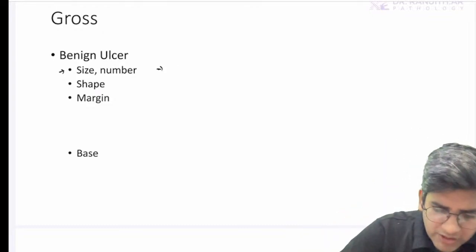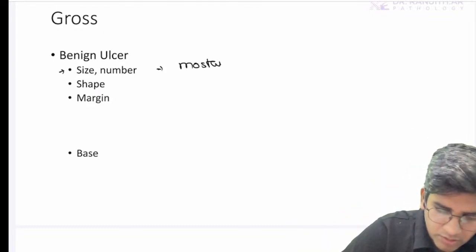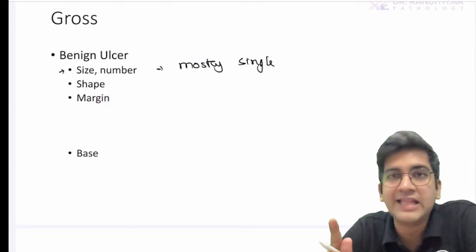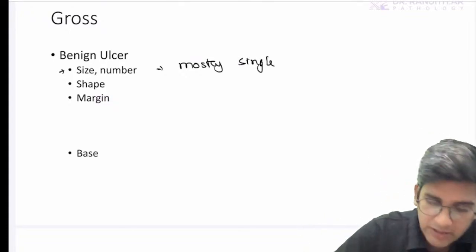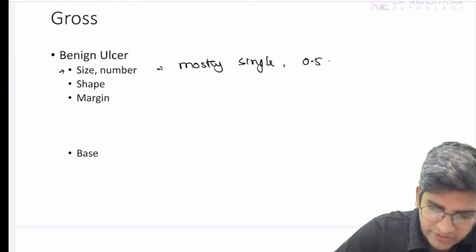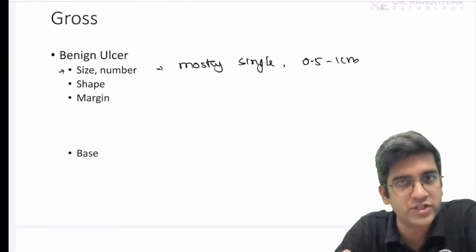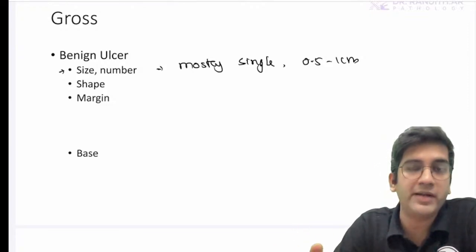Size, mostly solitary. If it's a simple peptic ulcer, mostly solitary. If it's multiple, again I think of Zollinger-Ellison syndrome, if it's multiple and 0.5 to 1 centimeter. It's never more than 3 or 4 centimeters. If it's more than 4 centimeter, very unlikely to be a benign ulcer, right?